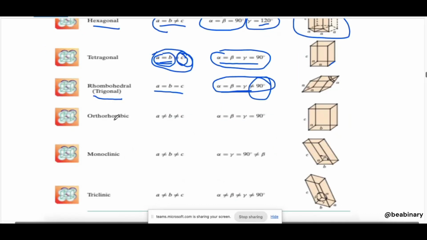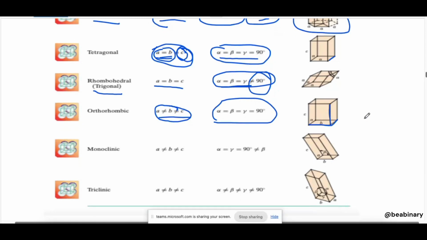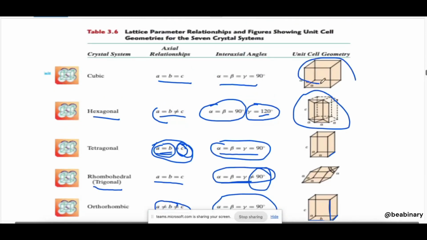Now orthorhombic: A, B, C, none of them are equal to each other. The angles between them are equal, so alpha, beta, and gamma are equal to 90 degrees. As you can see here, this line is not equal to this line, not equal to this one. All have different lengths. They look similar to the cubic, but the difference is the lengths of A, B, and C are not equal, though the angles alpha, beta, and gamma are equal as in cubic.